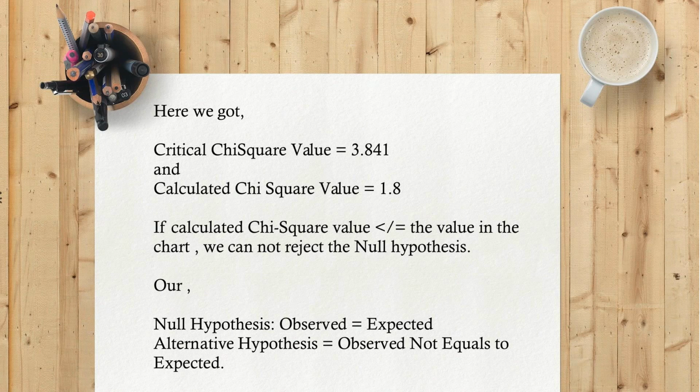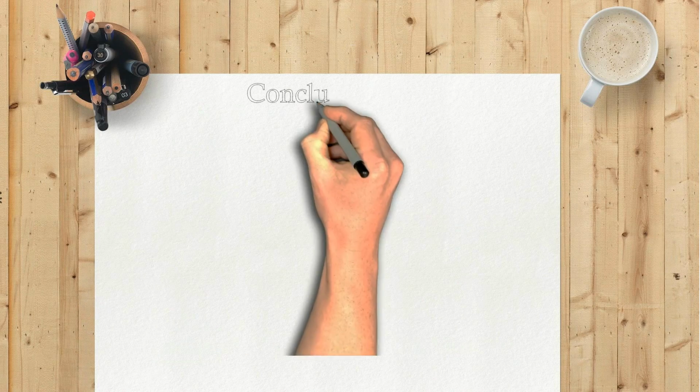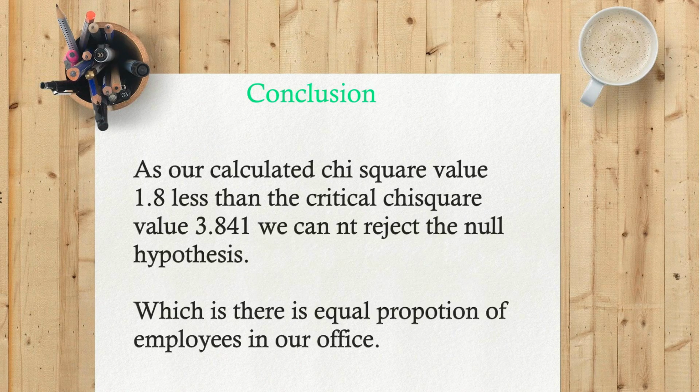If calculated chi-square value is less than or equal to the value in the chart, we cannot reject the null hypothesis. Our null hypothesis, observed equals expected. Alternative hypothesis equals observed not equals to expected. Conclusion. As our calculated chi-square value 1.8 is less than the critical chi-square value 3.841, we cannot reject the null hypothesis, which is there is equal proportion of employees in our office.